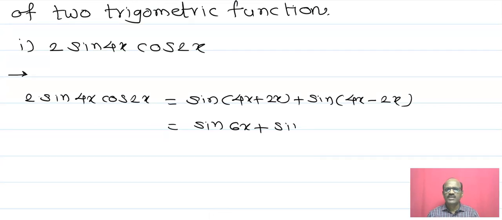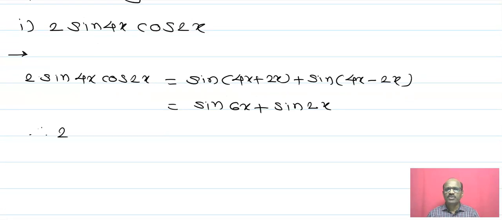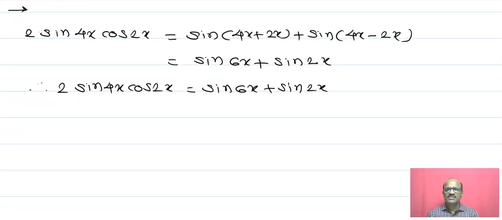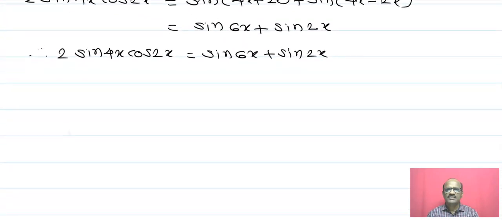Therefore, it is sin of 6x and plus sin of 2x. That is, the product is expressed in terms of the sum. That is, 2 sin 4x into cos 2x is equal to sin 6x plus sin 2x. For this, the formulas are required here.